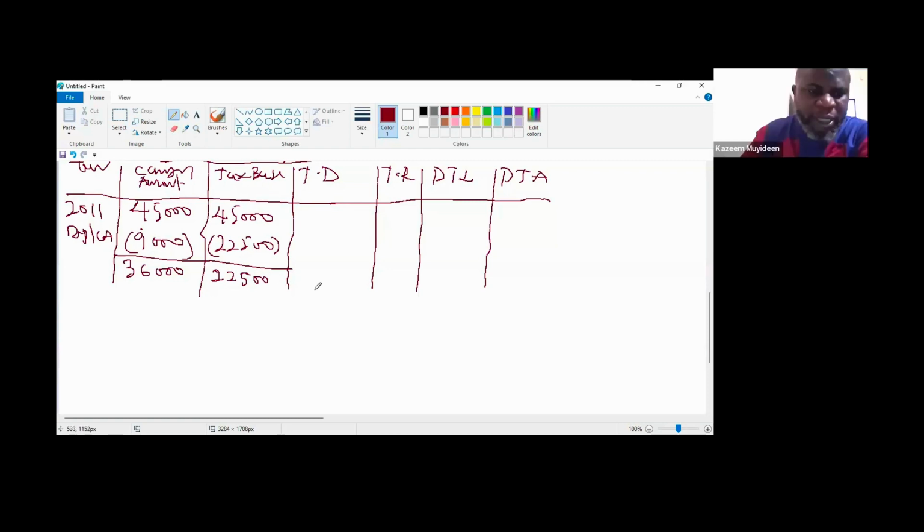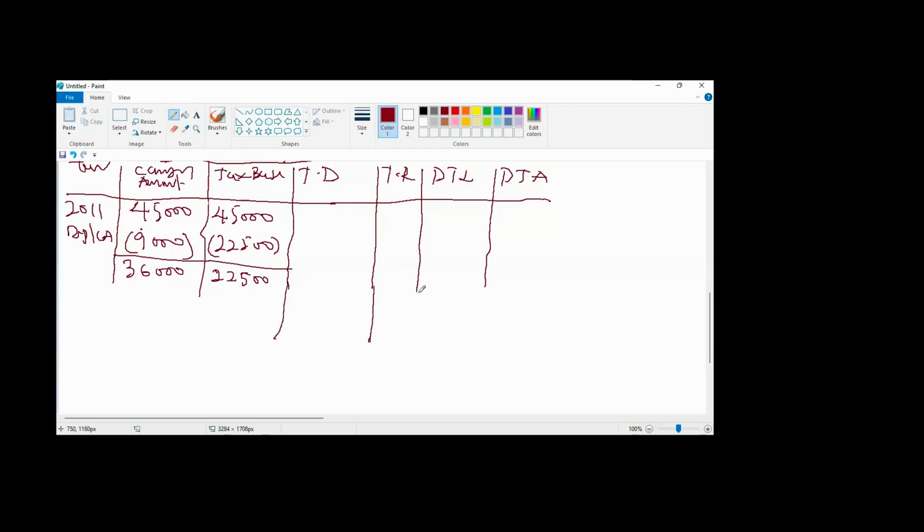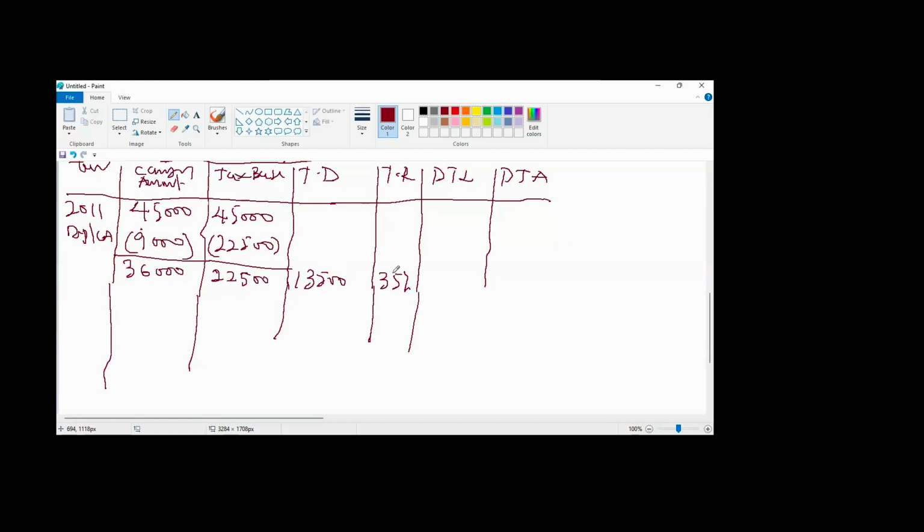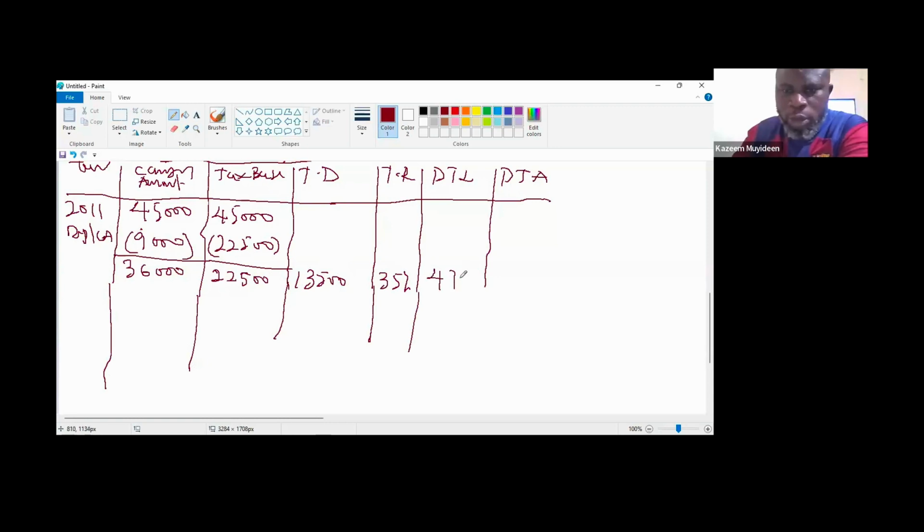Has it created a temporary difference? Yes, sir. How much is the temporary difference? 13,500. What is the tax rate in 2011? 35%. 35% times 13,500. 4,725.